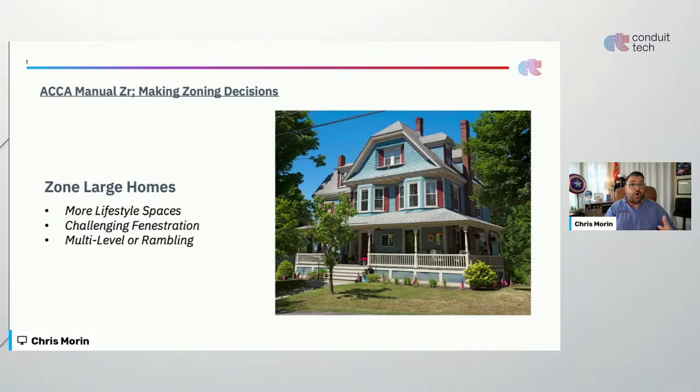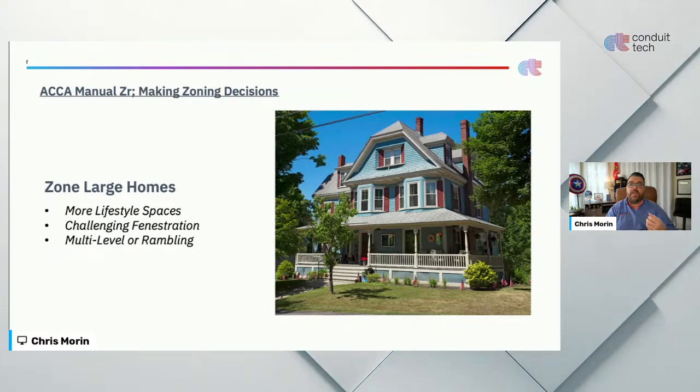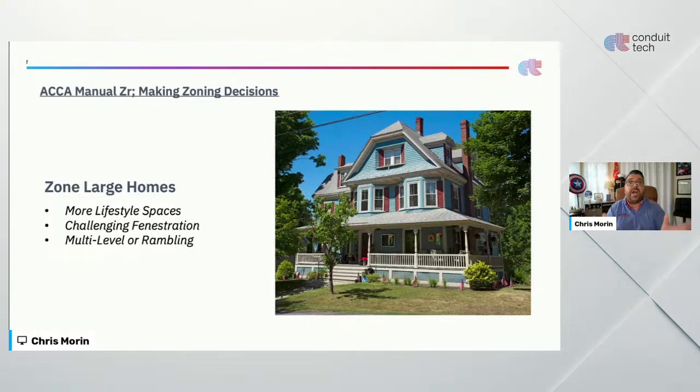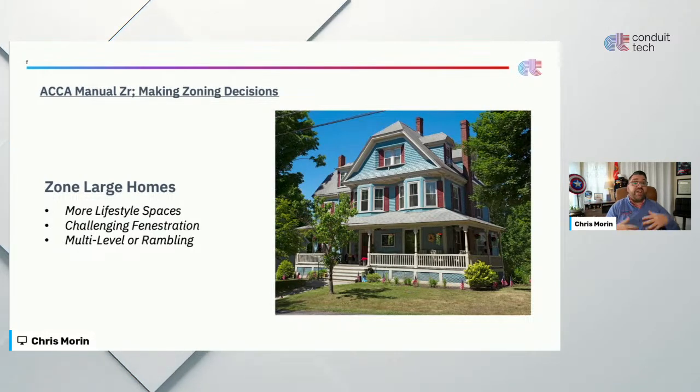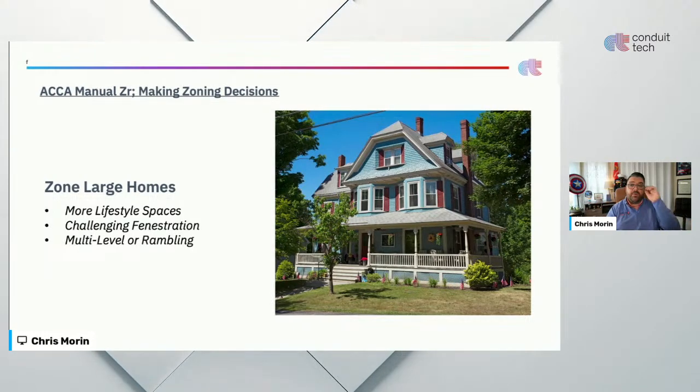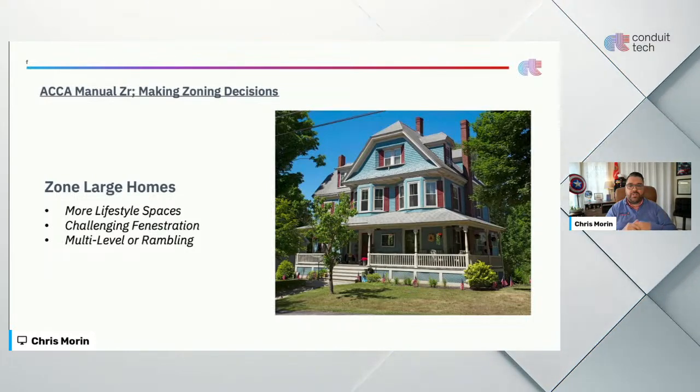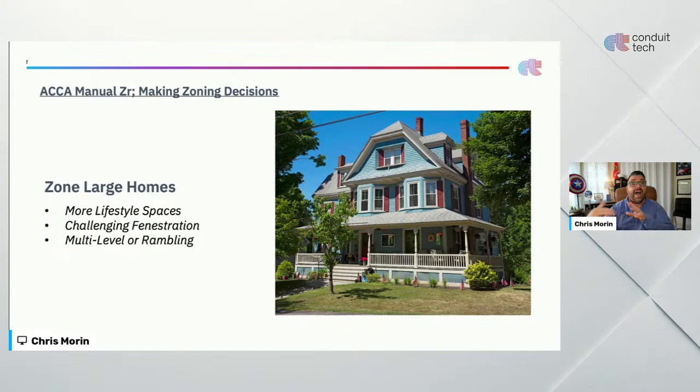Obviously, the larger the home, the more zoning needs you're going to have, because you're going to have windows that face different areas. You're going to have different uses of rooms, right? And really, fenestration is one of the most challenging things here, okay? And of course, if you have multi-levels or you have a rambling house that's all broken up, then you're going to have to look at, first off, getting the ductwork right if you're doing ducted, and then how to zone all of those rooms.